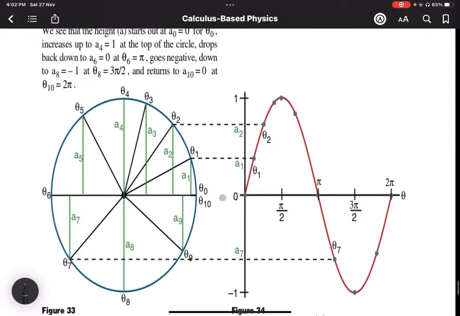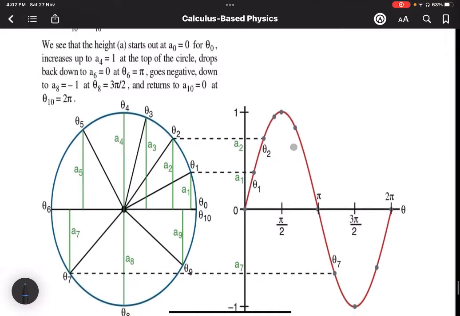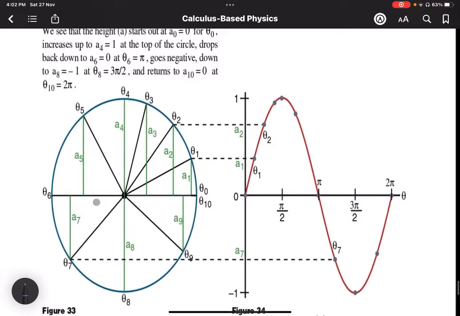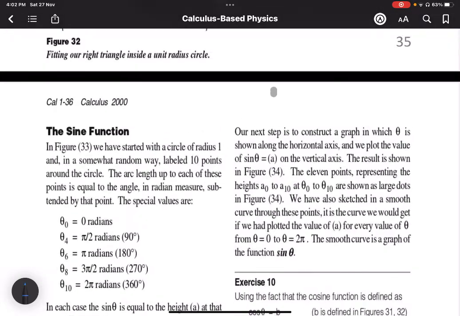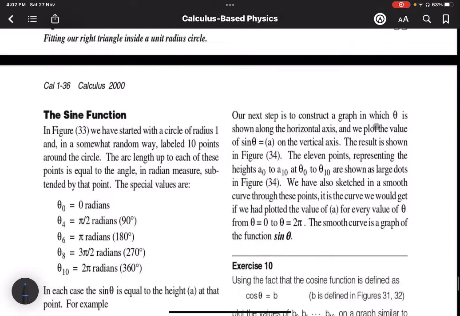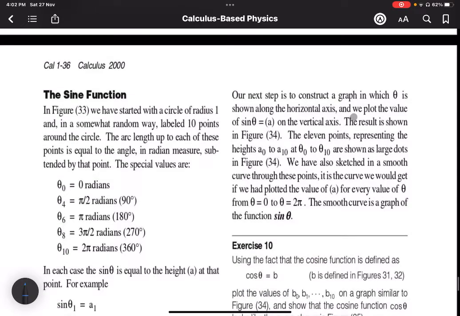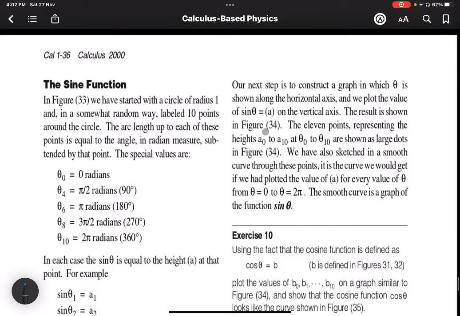So kapag kinonvert natin daw ito into our coordinate plane, magiging siyang sine wave. So this circle, converted to i-plot natin sa ating coordinate plane, we will have a sine wave. Our next step is to construct a graph in which angle is shown along the horizontal axis and we plot the value of sine theta equal to A on the vertical axis. The result is shown in figure 34.